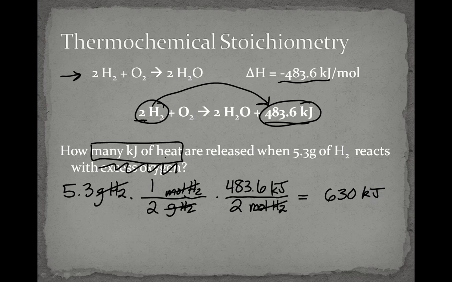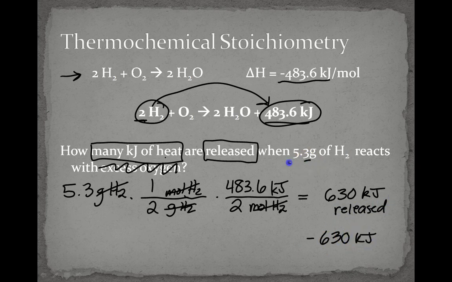Now, let's talk about the sign. Should it be positive or negative? Well, heat is being released, so to denote that in your answer, you either need to write 630 kilojoules released, or even better, write negative 630 kilojoules.